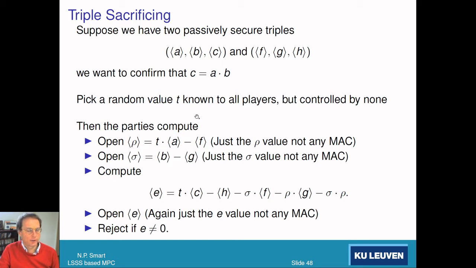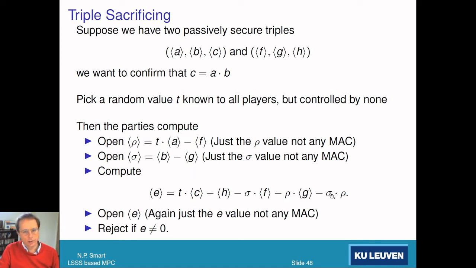So we first pick a value T that's known to all players. We exchange committed values, open them, and then use the XOR of all those exchanged committed values to seed the random number generator to get T. Now we compute rho, which is T times A minus F, and we open it. We just open it, but not the MAC value. We can think of F as a key that encrypts T times A. So F is like a one-time pad encryption key. We do the same with B minus G, so B is encrypted by the one-time pad key G.